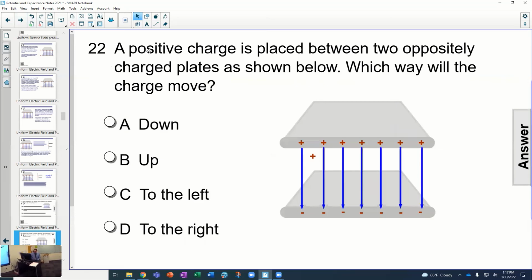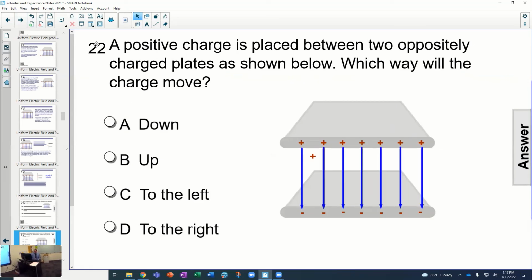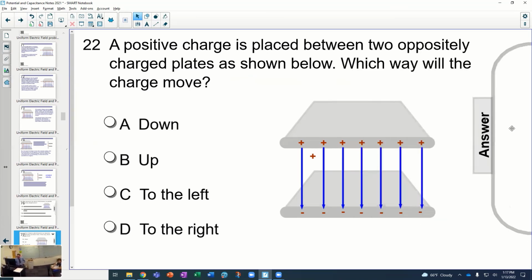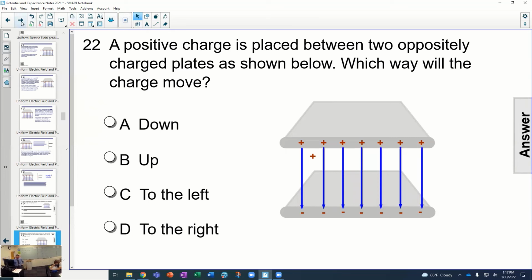All right. A positive charge is placed between the two oppositely charged plates as shown below. Which way will the charge move? Okay, another pretty easy one. It's going to be repelled by the top plate and attracted to the bottom plate. It will move down in this configuration.